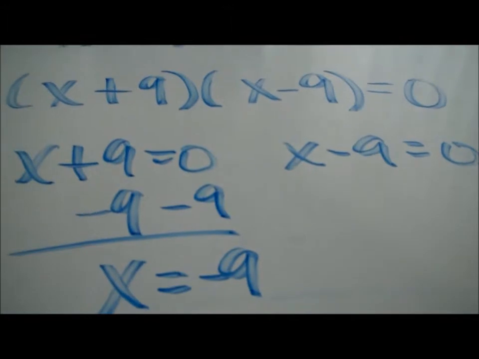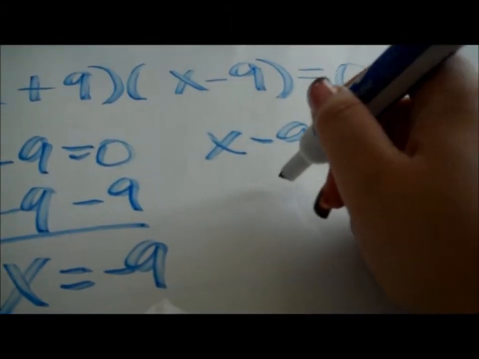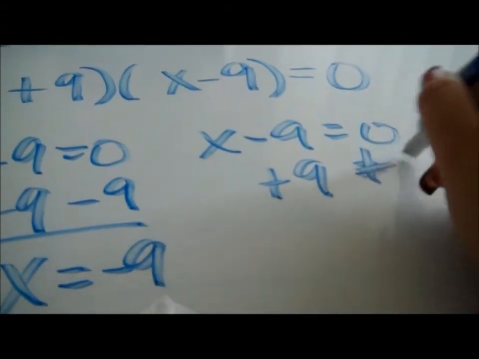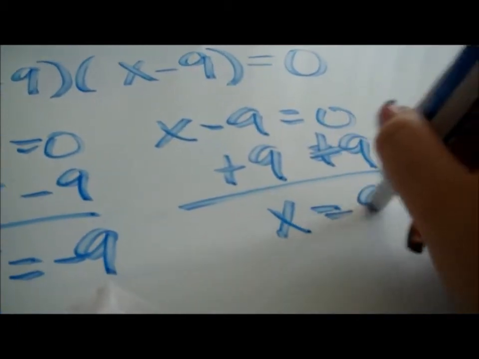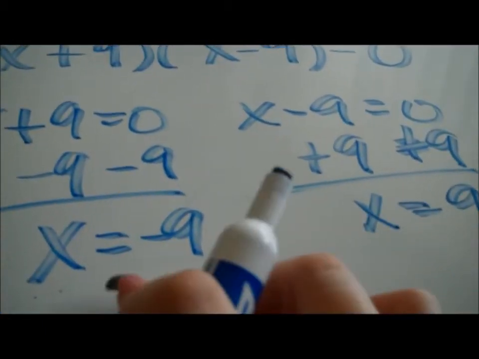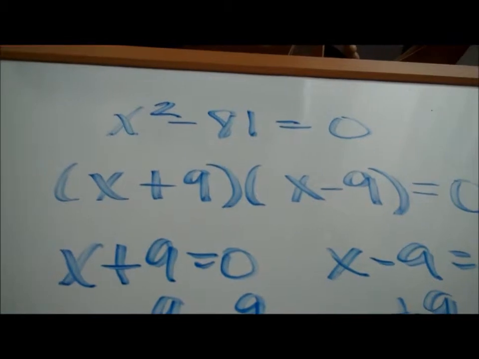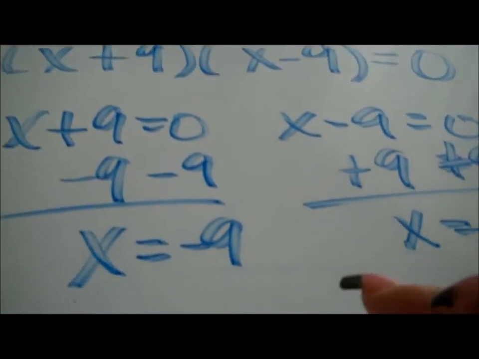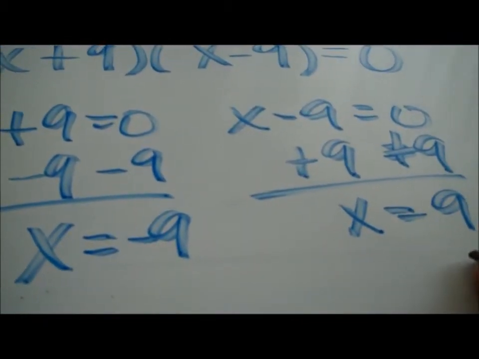And that was again just by solving for x. On the right hand side, if I add 9 to both sides, I get x equals 9. So that means that this equation right here, this x squared minus 81, has an x-intercept at -9 and +9.